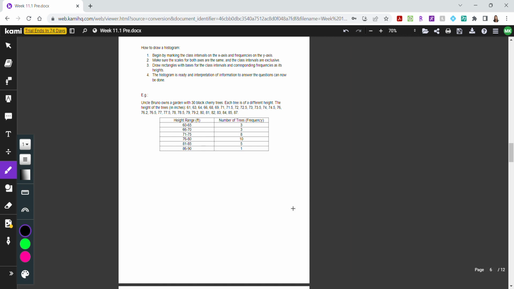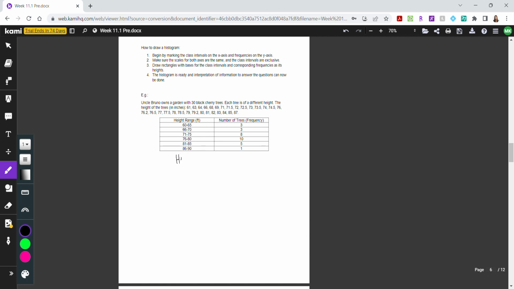Uncle Bruno owns a garden with 30 black cherry trees. Each tree is of a different height. The heights of the trees are given in inches. With all those numbers, you want to group them into a table. I already did that, and it's grouped into this table. Now from here, I'm going to form my histogram.